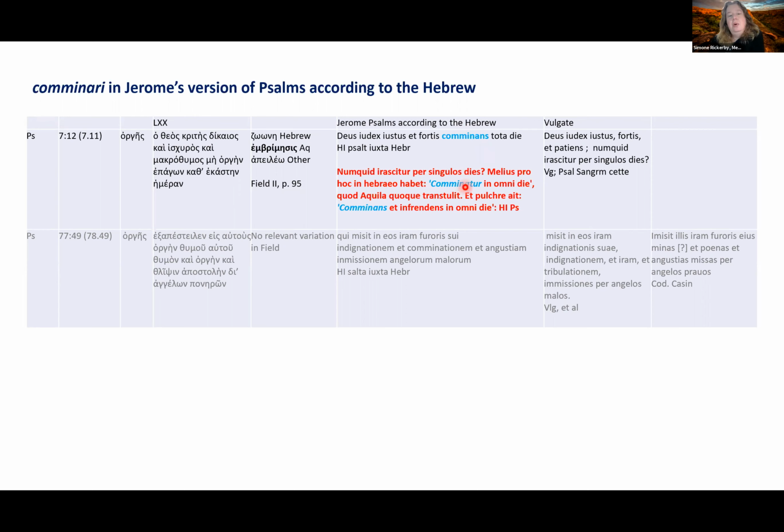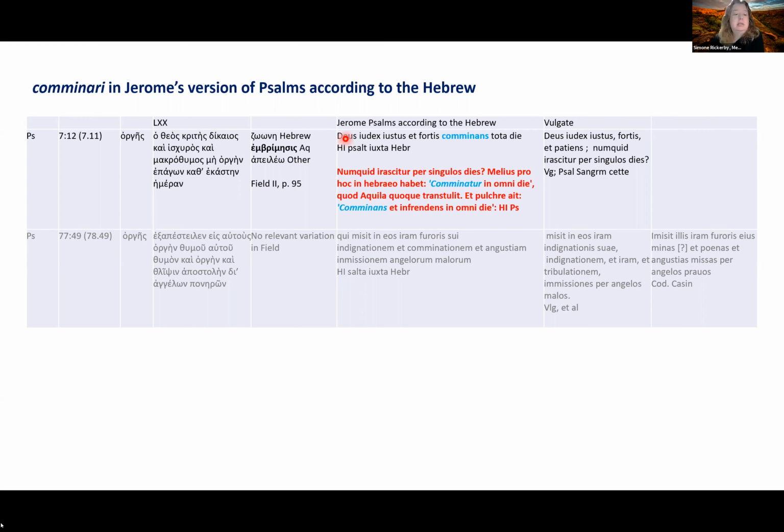I also wanted to point out that here in the Greek textual tradition, we do actually attest embrymalmai. And this is a reading of Aquila, so we can equate what Jerome is saying about Aquila in his Latin with what we actually find in the Greek manuscript tradition of Aquila's version of Psalms.